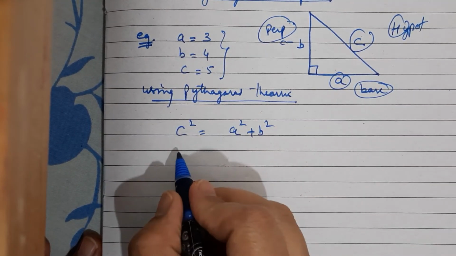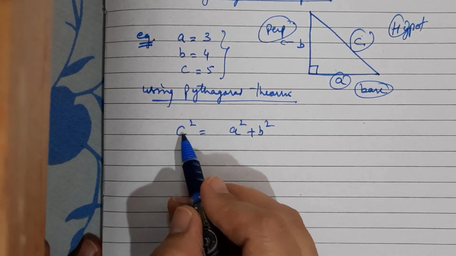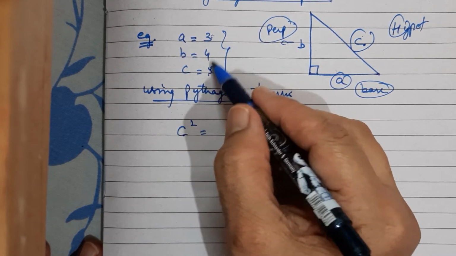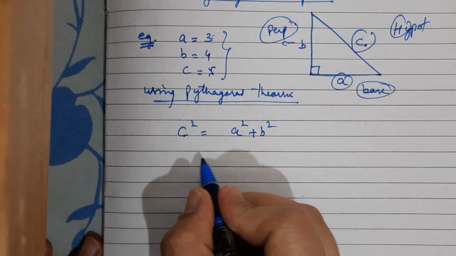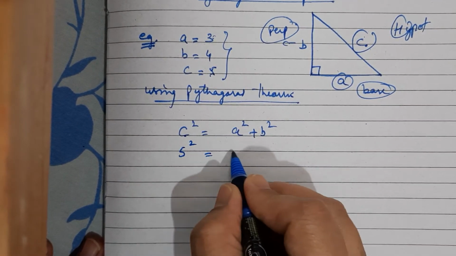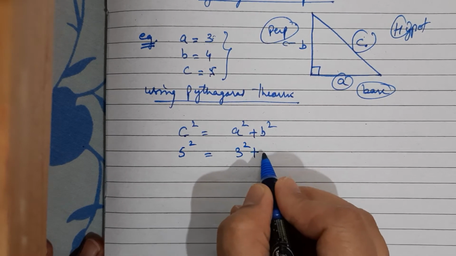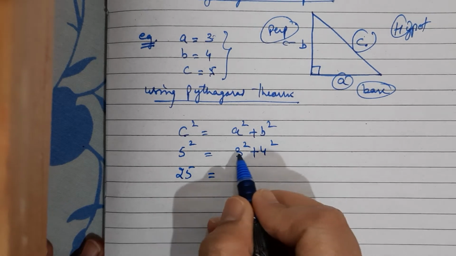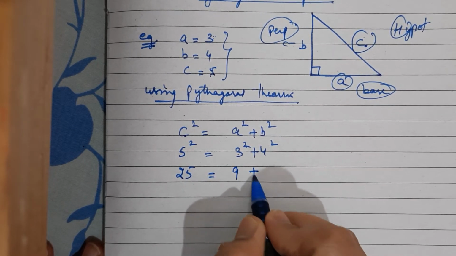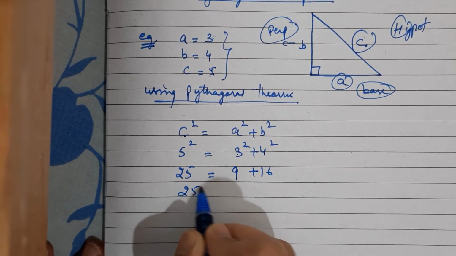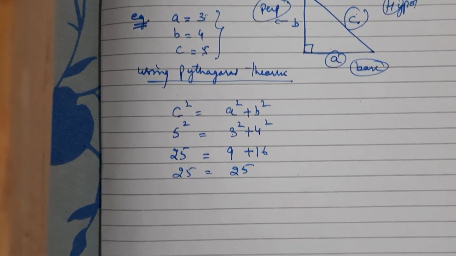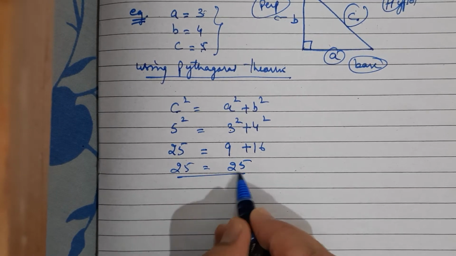So let us see first. C is always the hypotenuse, which is the longest side of the triangle. So out of these three measurements, C will always be the greater number. 5 square is equal to 3 square plus 4 square. What is 5 square? 5 5s are 25. 3 square, 3 3s are 9. 4 4s are 16. So 25 is equal to 16 plus 9, which is 25. So 25 is equal to 25.